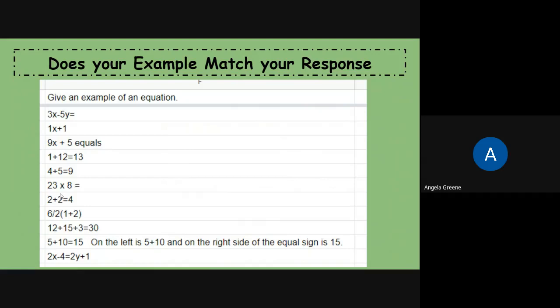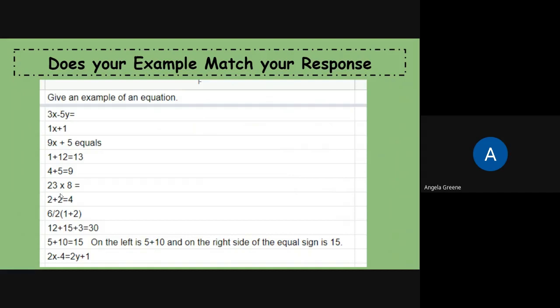And notice the examples to your responses. 3x minus 5y equals 1x plus 1. 9x plus 5 equals 1 plus 12 equals 13. 4 plus 5 equals 9. 23 times 8 equals 2 plus 2 equals 4. 6 over 2, or 6 divided by 2, times 1 plus 2. 12 plus 15 plus 3 equals 30. 5 plus 10 equals 15. On the left side is 5 plus 10, and on the right side of the equal sign is 15. 2x minus 4y equals 2y plus 1.